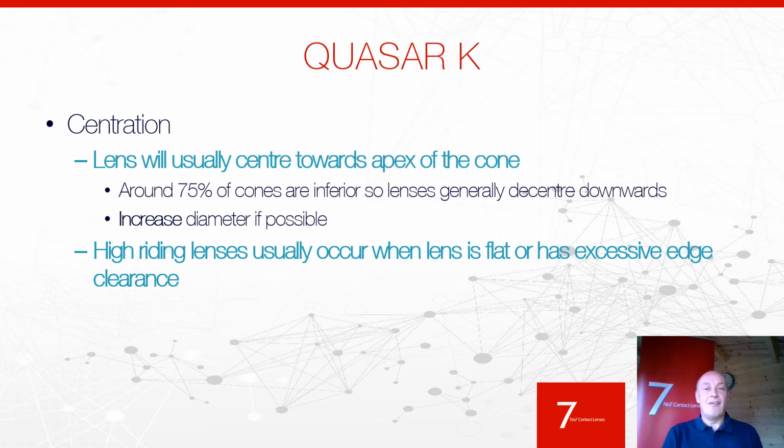If the lens is riding high, generally it's because it's flat or the edge lift is too great and the lens is being grabbed by the eyelids. This can create some bearing on the apex of the cone, which is not healthy for the patient in the long term.